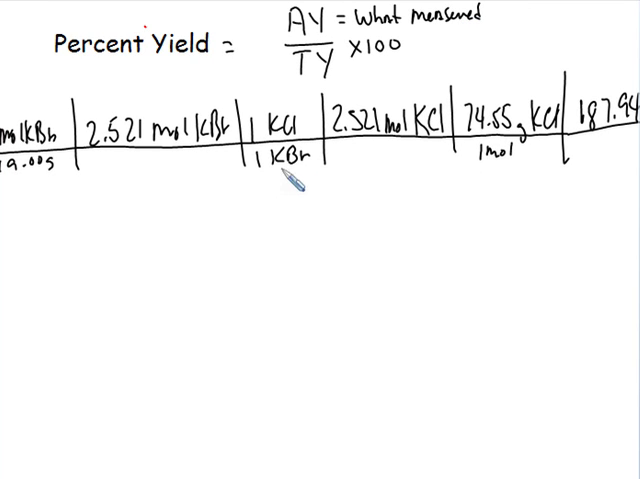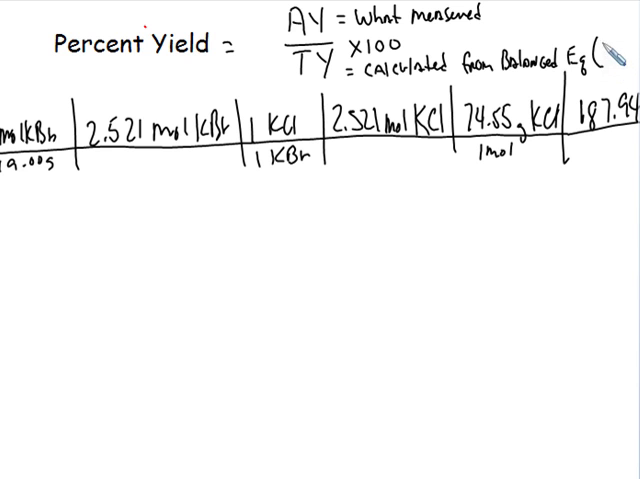Now, the theoretical yield is calculated. Calculated from what? From the balanced equation, right? In other words, this is the pie in the sky.